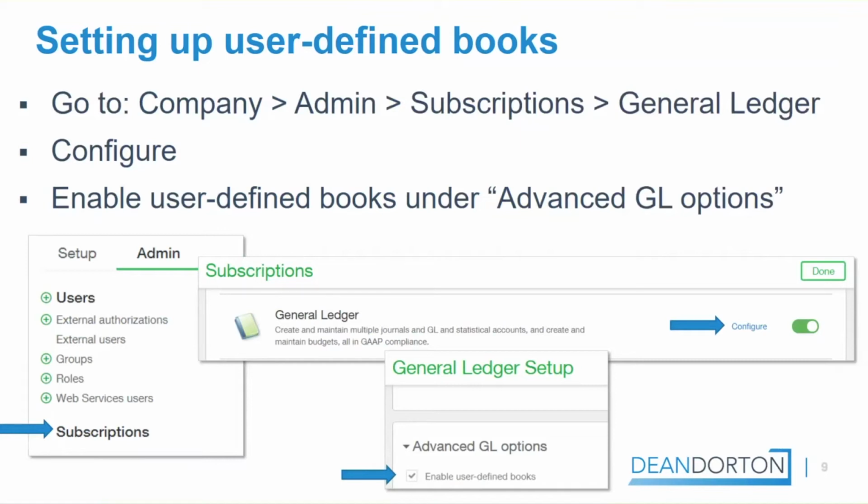configure. Once you are in the configuration screen, you'll want to scroll down and look for that Enable User-Defined Books checkmark. This is underneath the Advanced GL options, and you're going to want to enable that box there. Again, if you do not see this option, your permissions may be limited, so you'll want to reach out to your Intacct administrator or Dorton support for assistance.